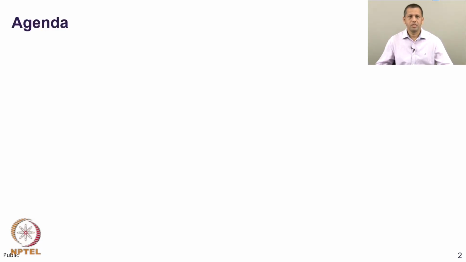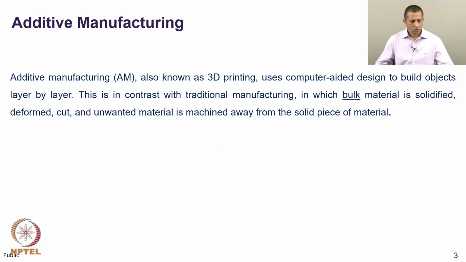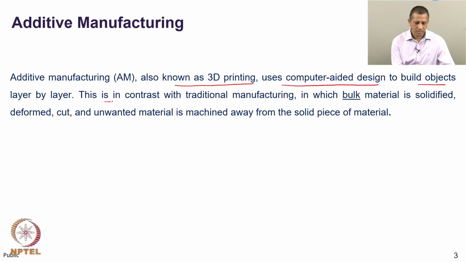We'll discuss the history of additive manufacturing in the first part, and later we'll delve into the value additions of additive manufacturing. As we all know, additive manufacturing is also known as 3D printing. It uses computer aided design to build objects layer by layer. This is in contrast with traditional manufacturing such as solidification, deformation, and so on, where bulk materials are made, they are cut, and sometimes unwanted material is machined away from the solid piece of material.